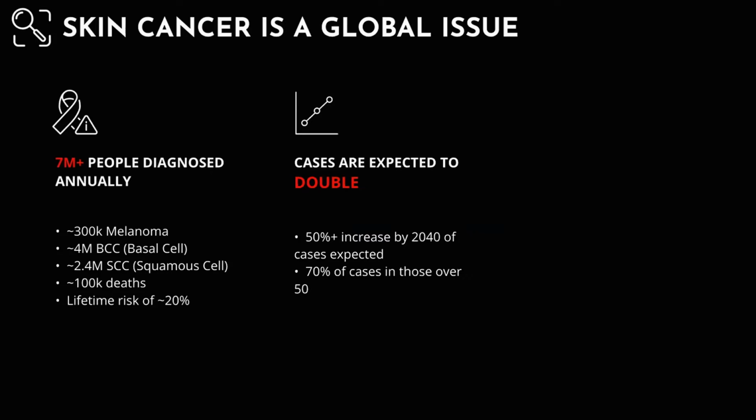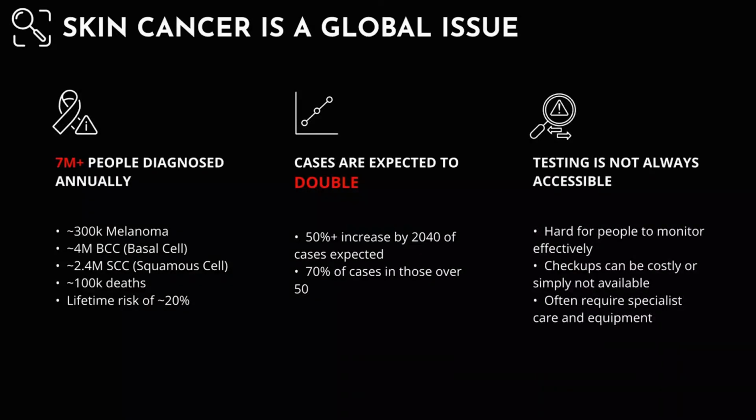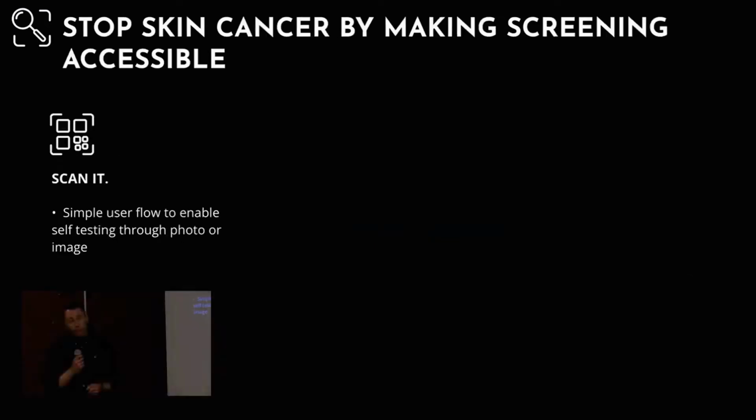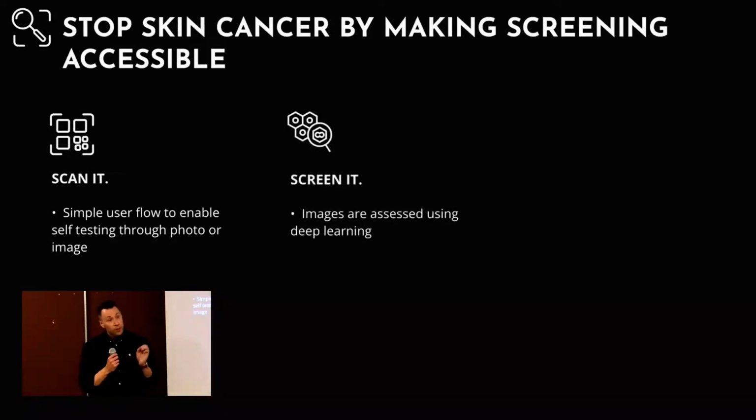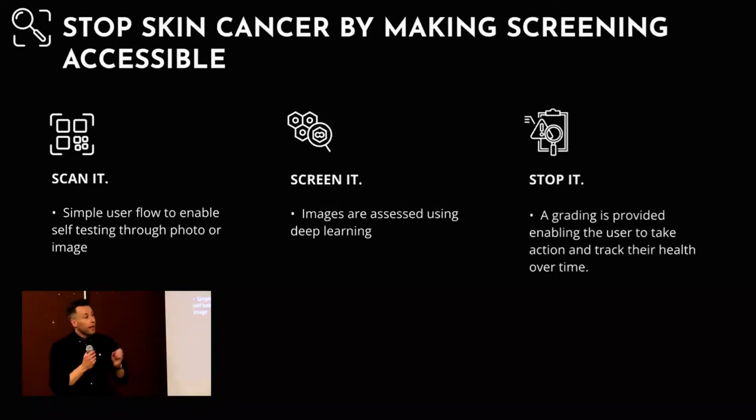So it is really difficult, though, to accurately monitor and track your skin health. It's hard, it can be costly to get checkups. It requires specialist care and equipment. It may not be accessible in your area. We have built an app that allows a user to simply take a photo of their skin. We process that image using deep learning, and then we classify it and allow the user to keep track of their skin health over time. Kai is going to tell you how we did that.